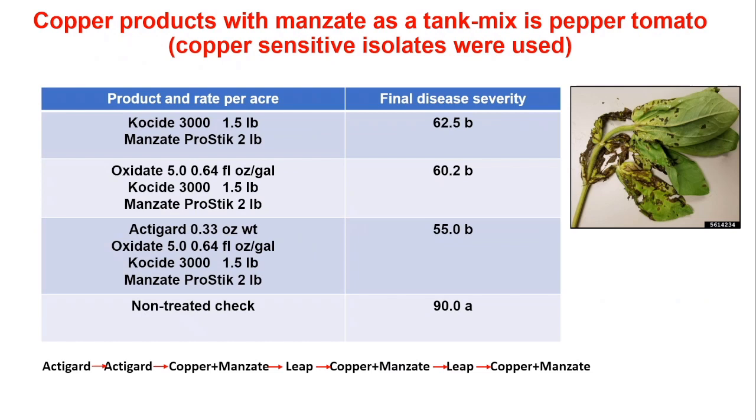All right, switching to peppers. In peppers, again, first scenario, you have copper-sensitive isolates, so the copper works in this scenario. Again, same deal. We saw any program that has copper and Manzate works. Again, you have to start with Actigard, then go with a copper and Manzate program in between, and then you can switch to Leap.